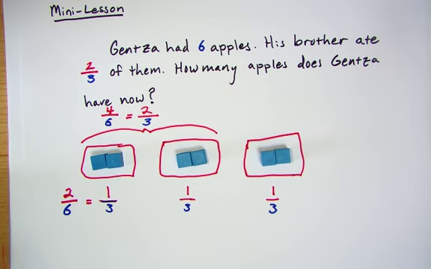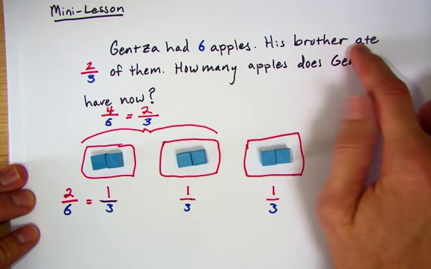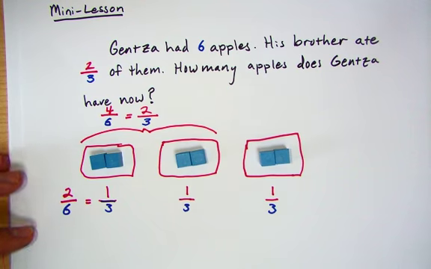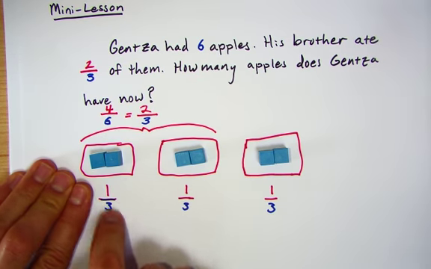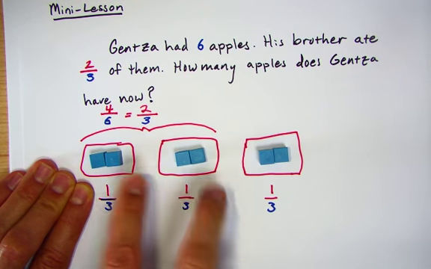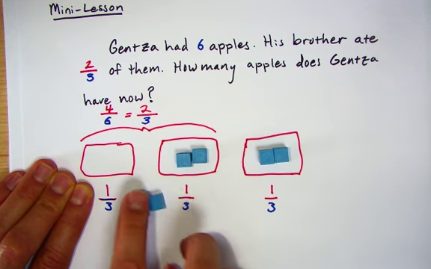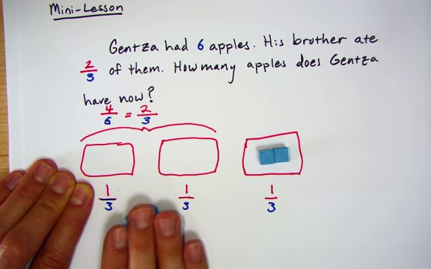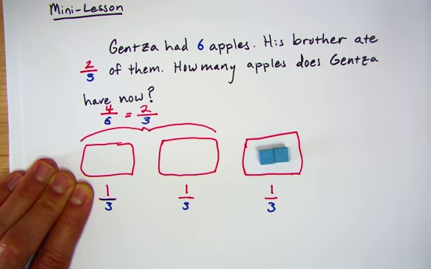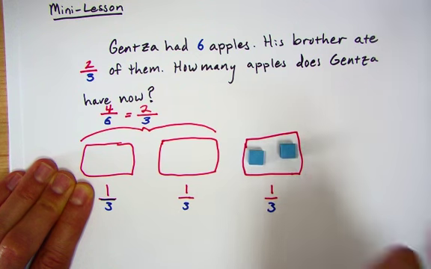Okay? Now, I had to answer this question. Well, actually, I have to figure this out first. His brother ate 2/3 of them. Well, what is 2/3 of these apples, these 6 apples? Well, I see 1/3 right here and 1/3 right here. 1/3 plus 1/3 is going to give me 2/3. So these 4 apples were eaten by Genza's brother. And now how many apples does Genza have? Well, he only has 2.